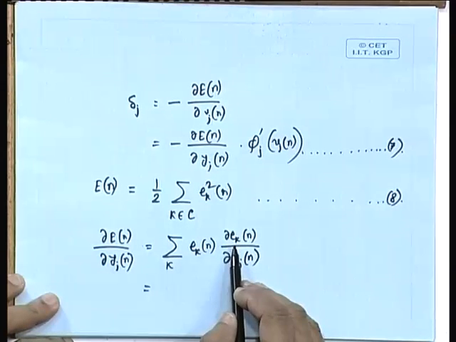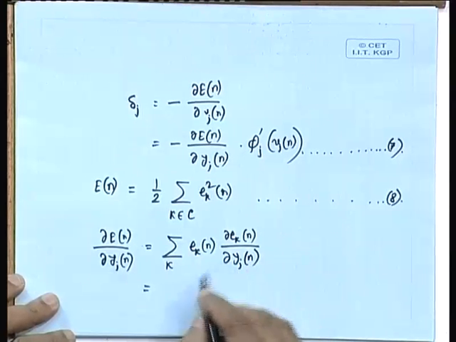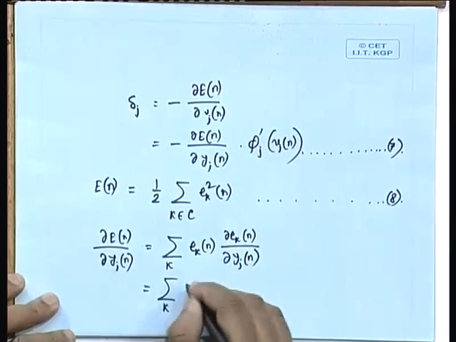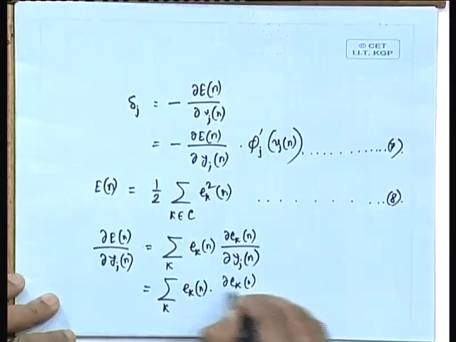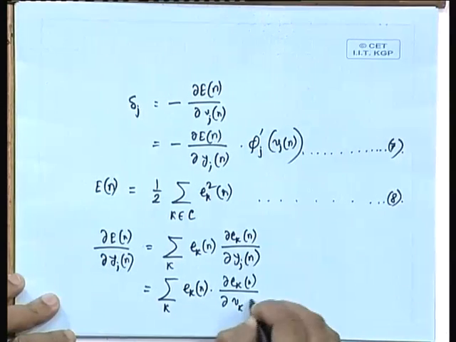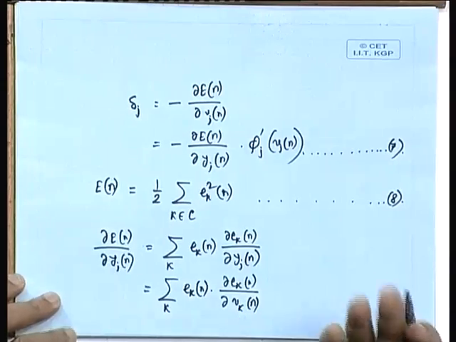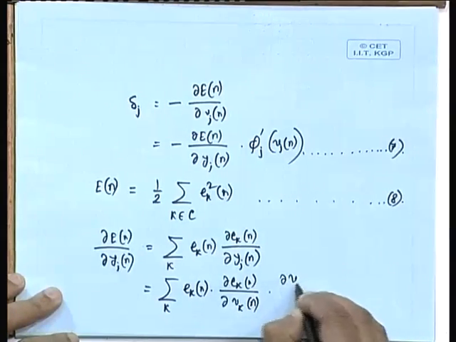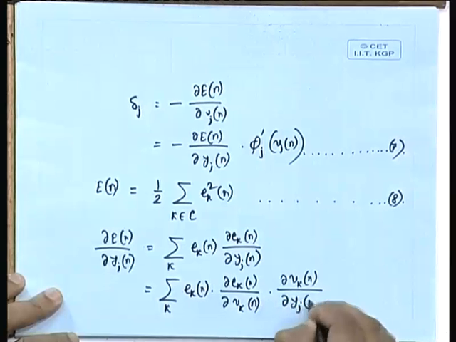Now, this dou Ek by dou Yj is still not very easy, because K belongs to the output and J belongs to the hidden. So, we have to do some further mathematical manipulation. Let us carry on. We can express it as summation Ek of n, dou Ek with respect to dou Vk. This we can calculate, isn't it? Can we? Because everything is pertaining to K only, and then what remains is dou Vk of n by dou Yj of n. Should it be easy or difficult?